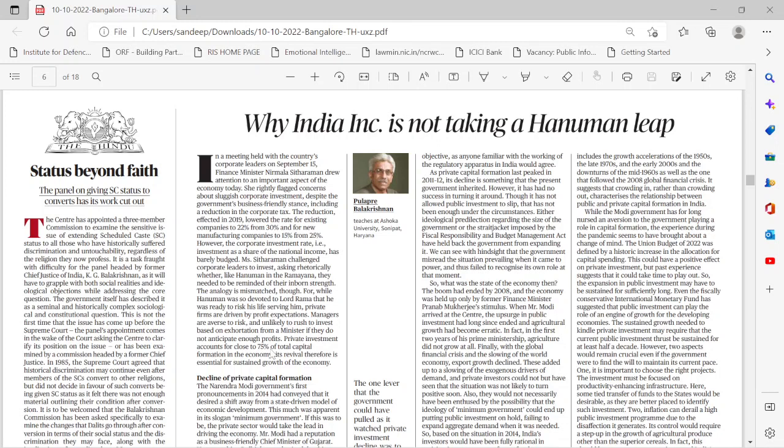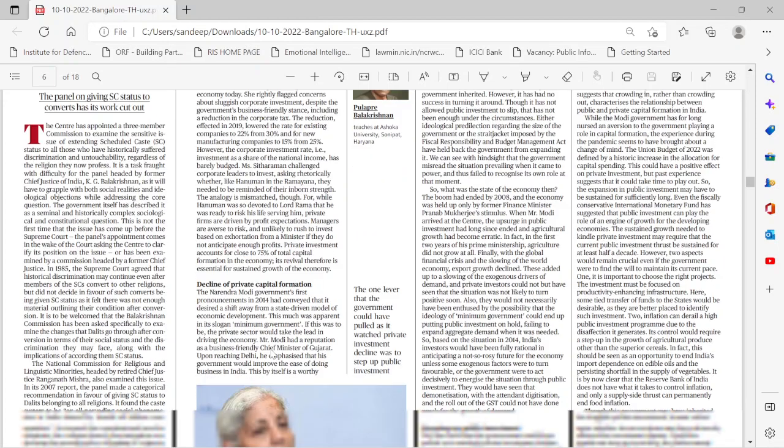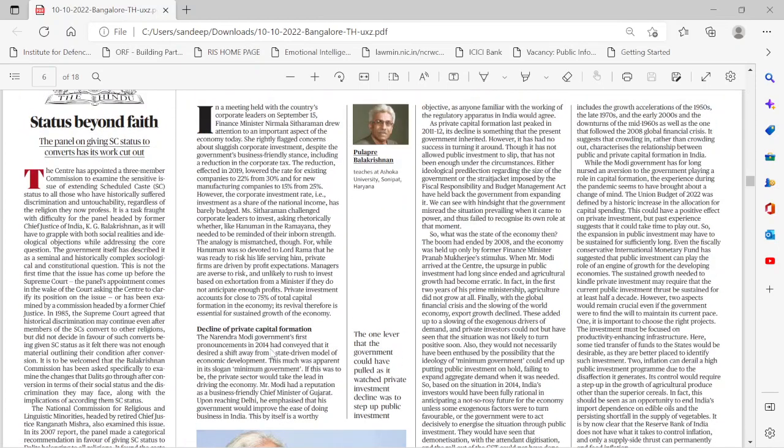Guys, this is written by a professor who teaches at Ashoka University, and he is talking about why India Inc. is not taking a Hanuman leap. Because recently Nirmala Sitharaman said that when Hanuman was trying to jump from India to Sri Lanka, others had to tell him what his powers are. Similarly, should we also tell you what your power is to invest in India? For that, the article is saying there is no trust and all. Not so important. Don't worry.